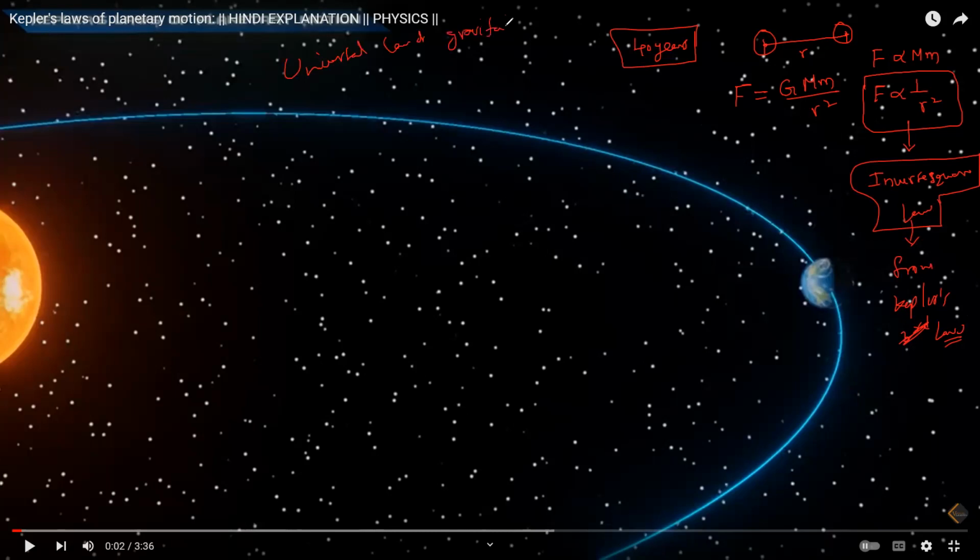So already I have taught you the universal law of gravitation. Now it's time to study Kepler's laws also. Already you studied them in 9th class, but once again, just have a glance and finish it. So we have 3 laws. Kepler's first law, law of orbits. Kepler's second law, law of areas. Kepler's third law, law of time periods.